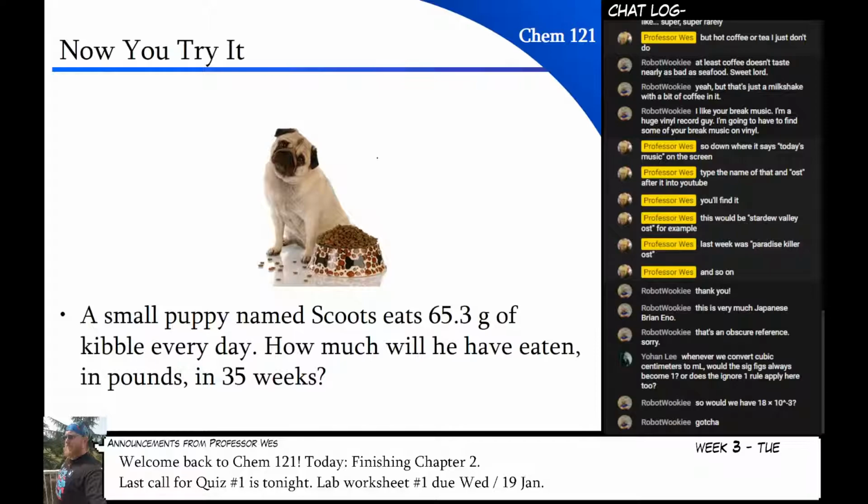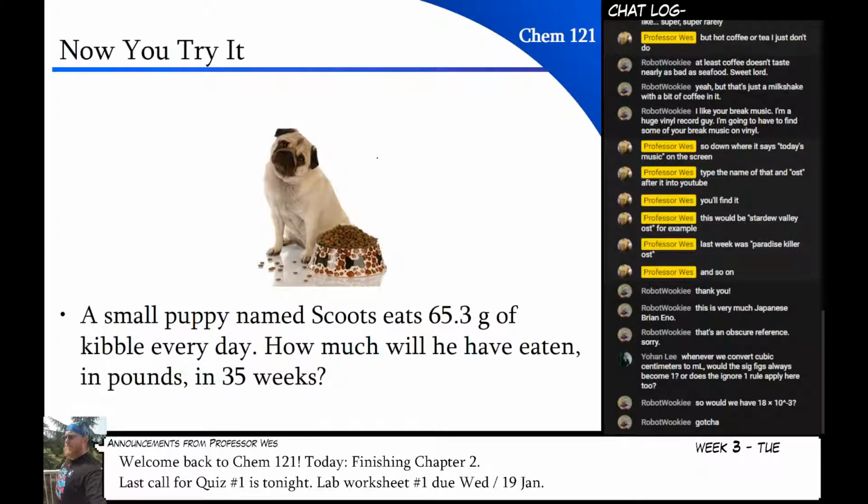Scoots eats 65.3 grams of kibble every day. How many pounds of food will he have eaten in 35 weeks when he is no longer a puppy? We're going to assume that Scoots eats the same amount of kibble every day, because we don't want him to get fat.